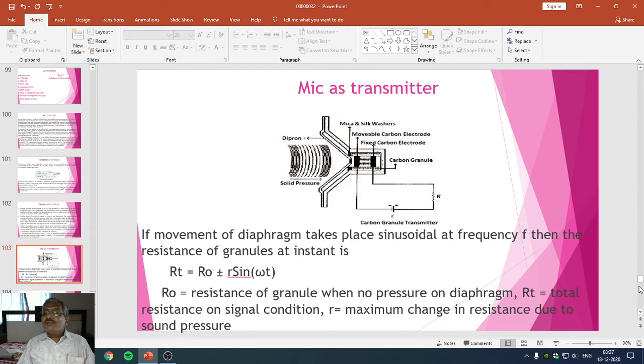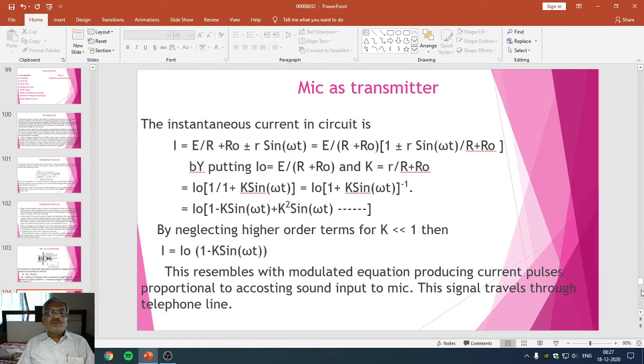To proceed further, with that particular total resistance, the instantaneous current in the circuit is given as I equal to E upon R plus RT, where E is the internally supplied battery voltage as represented in the figure. So the current flowing through the resistance is given as E upon capital R plus RT. Capital R is the load resistance connected, whereas RT is equal to R0 plus or minus r sine of omega t, as we already studied.